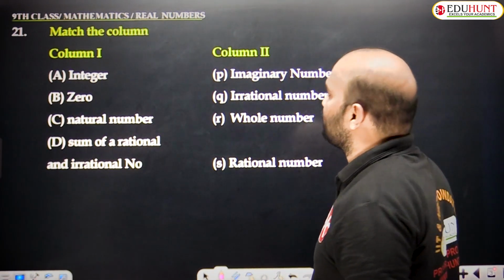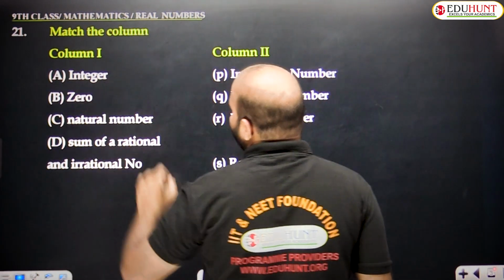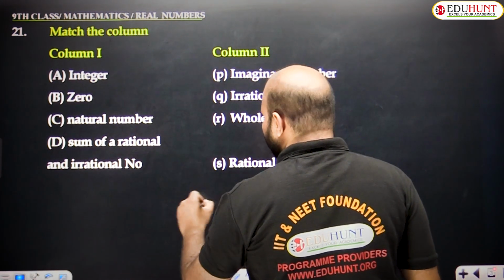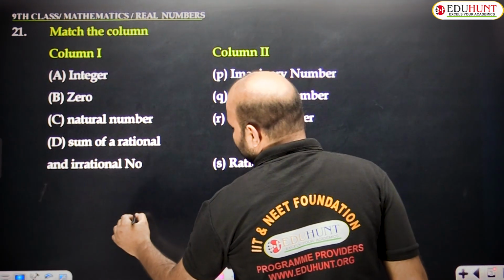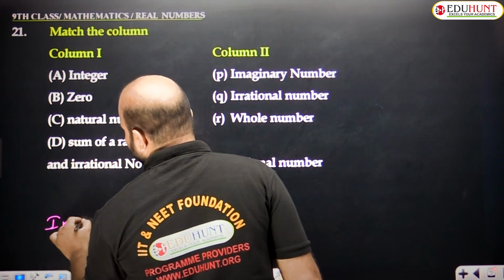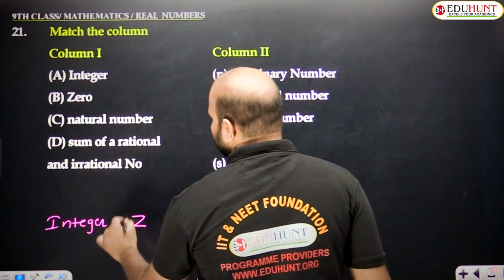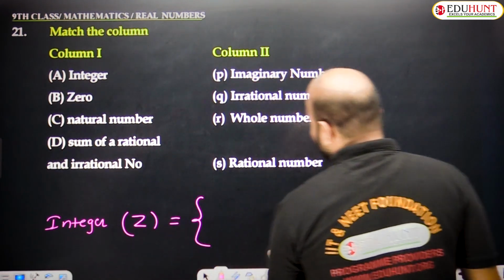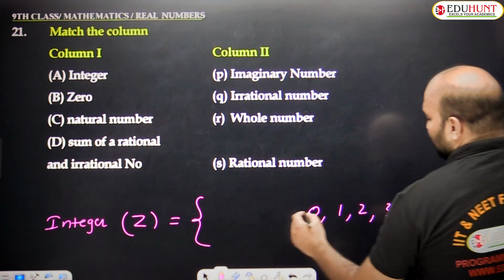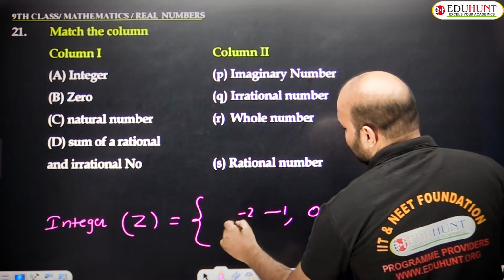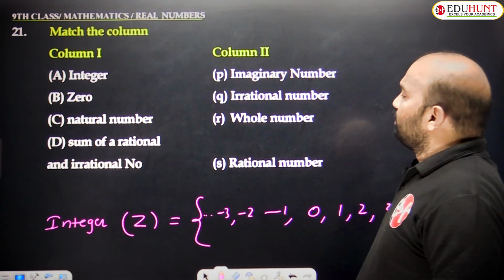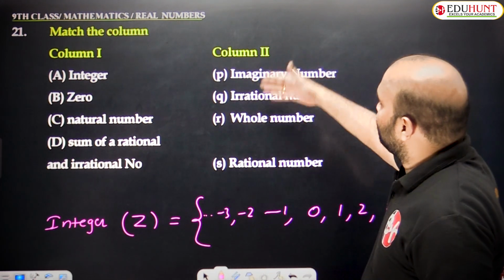So integers. What does integer mean? The set of all positive and all negative numbers including 0. An integer is denoted by Z. It can be represented as 0, 1, 2, 3 and so on, and on the left side, minus 1, minus 2, minus 3 and so on. So this is an integer. Am I clear?